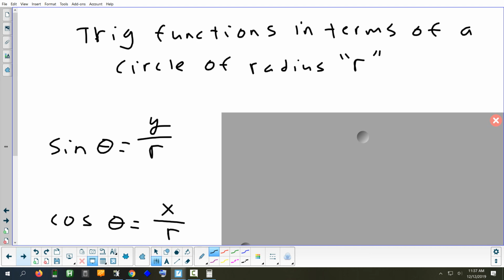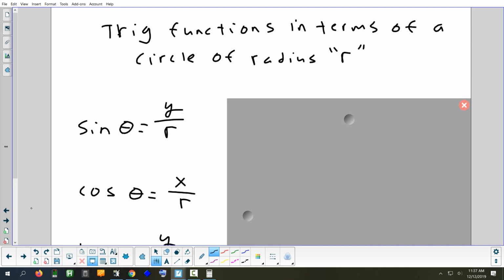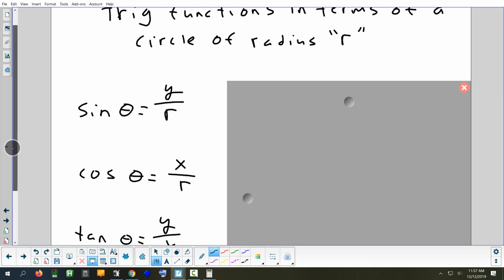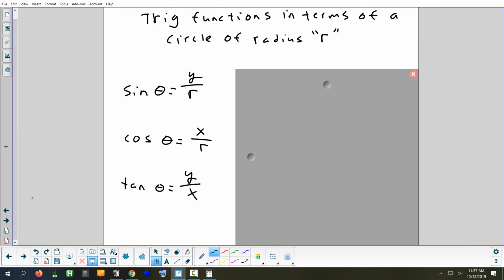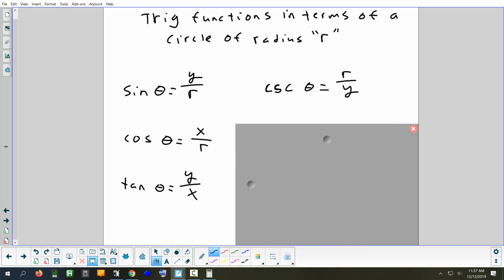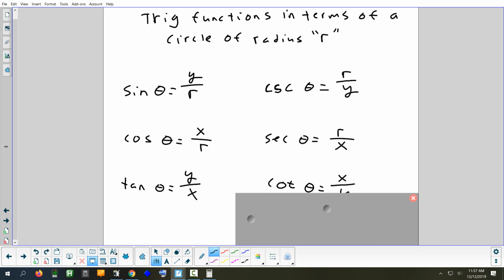So you just wrote that. Sine is y over r. Cosine is x over r. Tangent, y over x. So what do you think the cosecant would be? Secant? And cotangent, x over y. So the formulas that I gave you when we did unit circle trig were really these formulas. The only thing I did is I let r equal 1 to make the numbers simple.